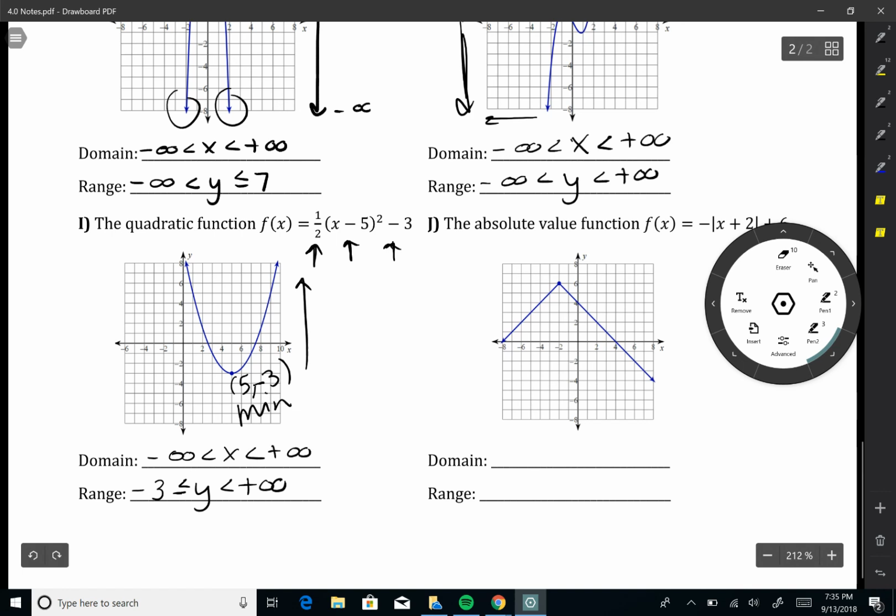And finally, when I move on to example J, my absolute value function, again with these arrows going forever, my domain is negative infinity is less than x, which is less than positive infinity. My range, however, these arrows are both going down, but stopping up at this point right there, which is a y value of 6. So we're going from negative infinity is less than y, which is less than or equal to 6.